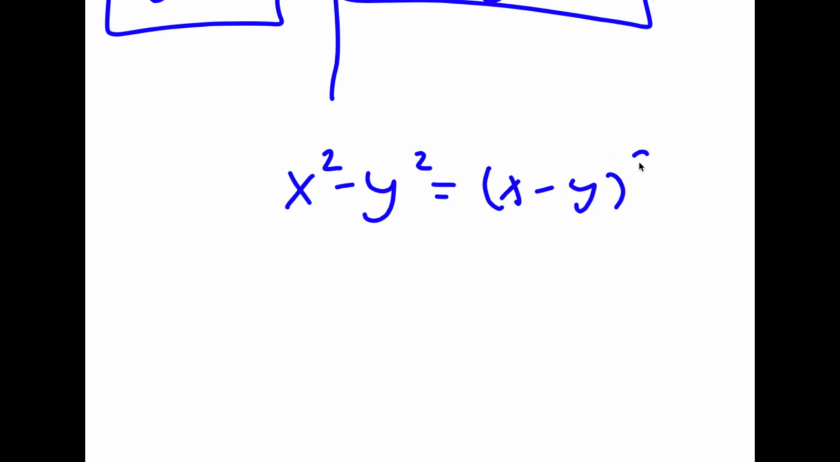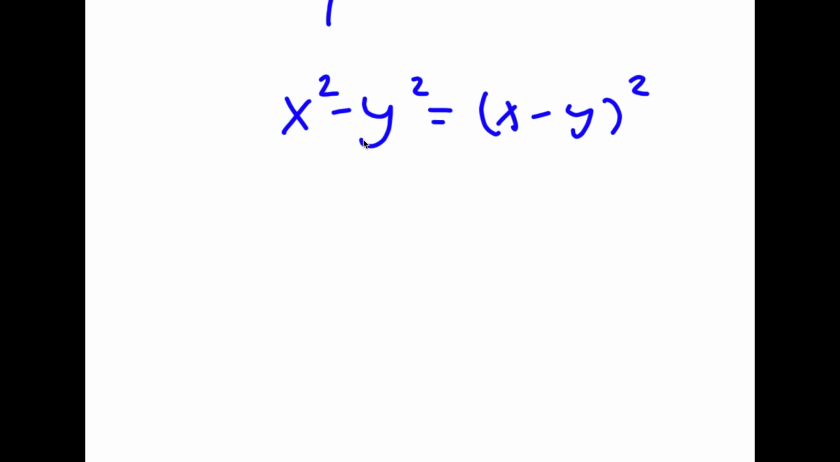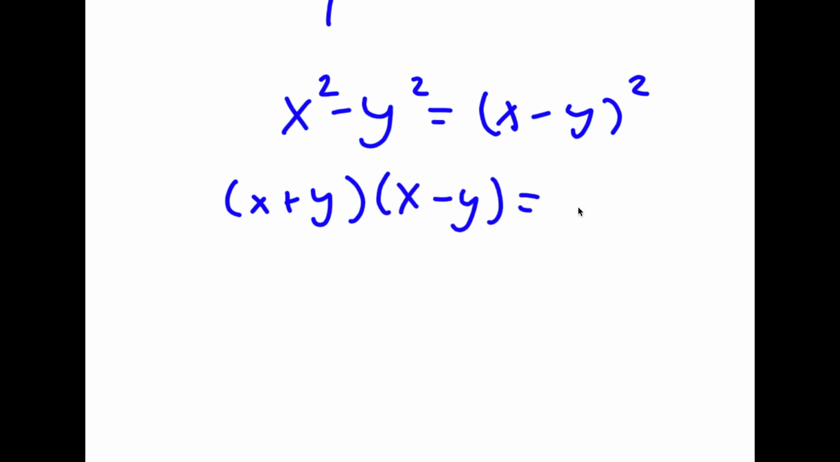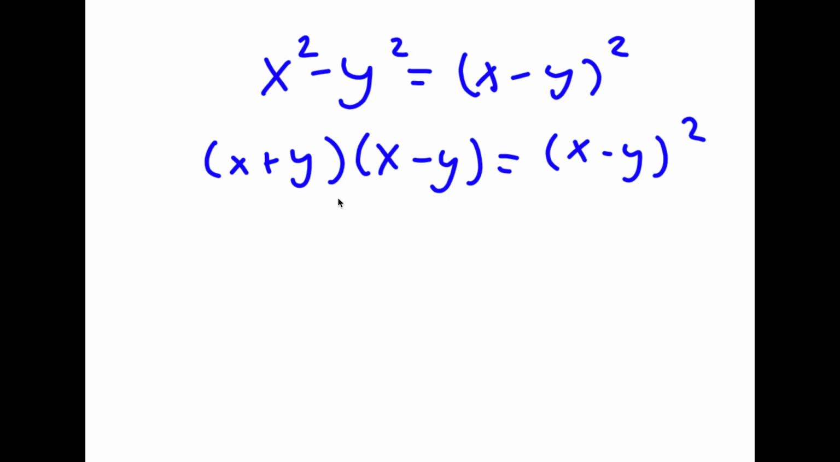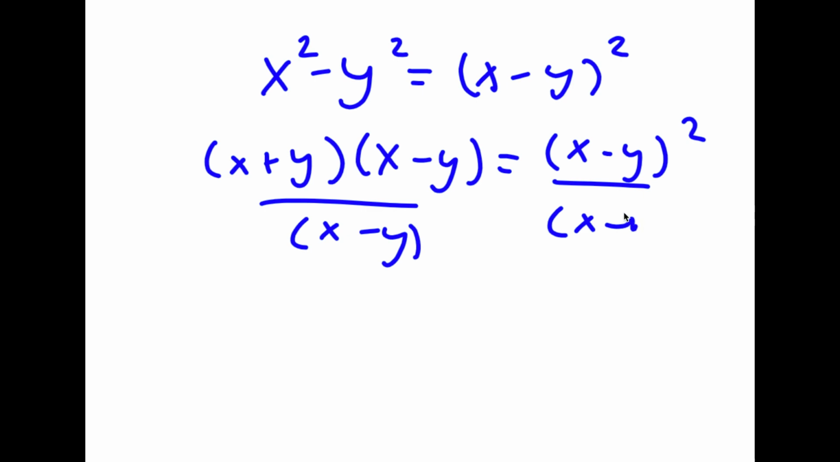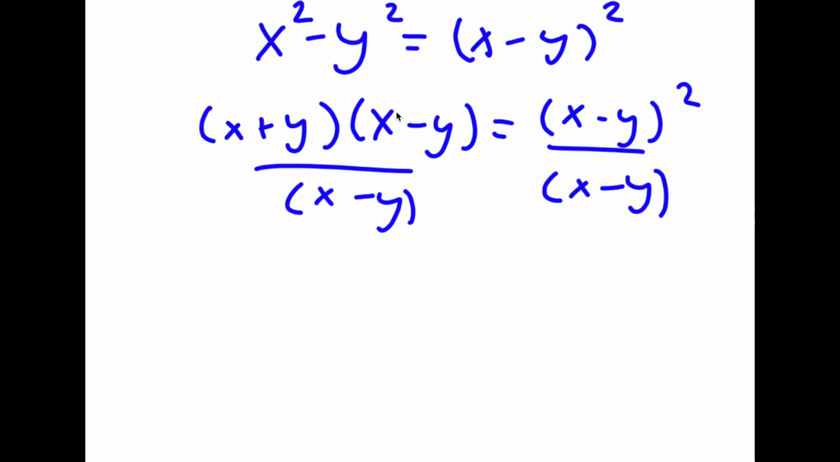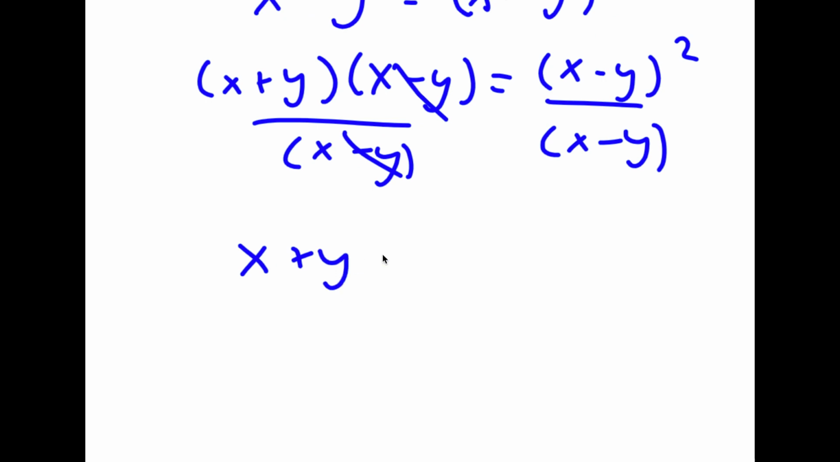Now, I have another method of solving this. I have x squared minus y squared is equal to x minus y squared. So now, I'm going to rewrite x squared minus y squared as x plus y times x minus y. And now, I'm going to divide both sides by x minus y. So then these two cancel out, and I'm left with x plus y is equal to x minus y.